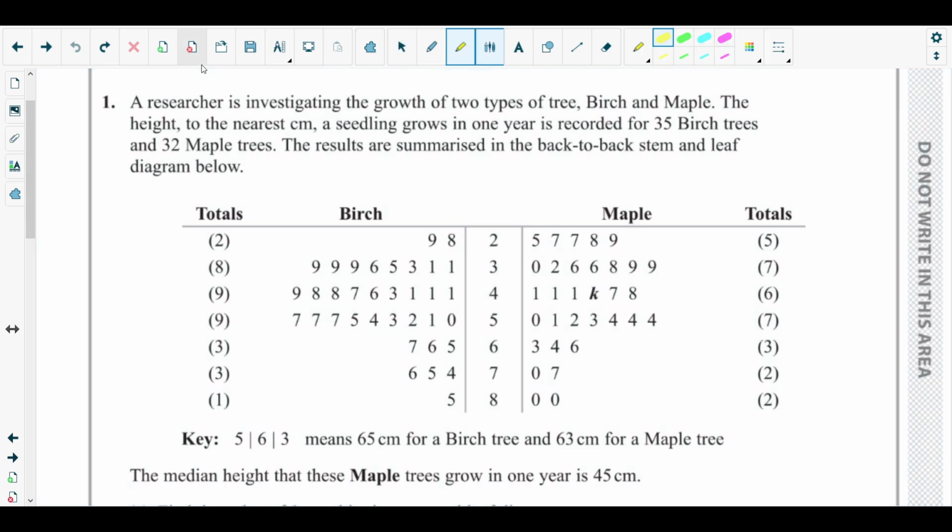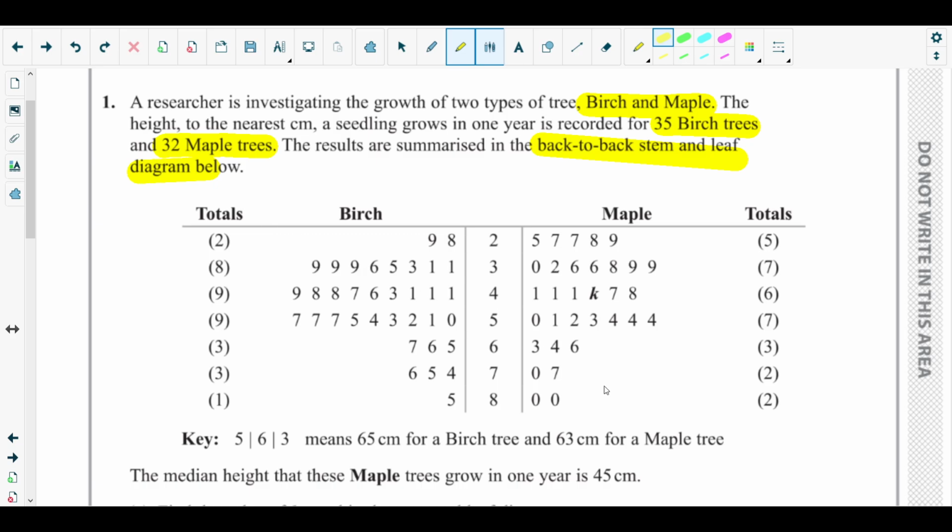A researcher is investigating the growth of two types of tree, birch and maple. The height to the nearest centimeter as seedlings grow in 1 year is recorded for 35 birch trees and 32 maple trees. The results are summarized in the back-to-back stem and leaf diagram below.